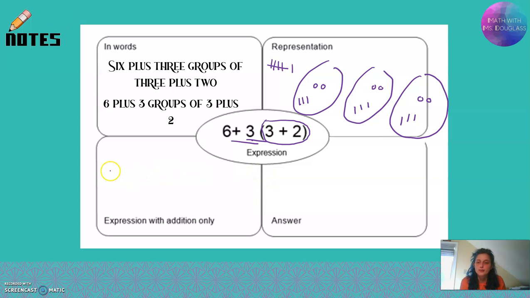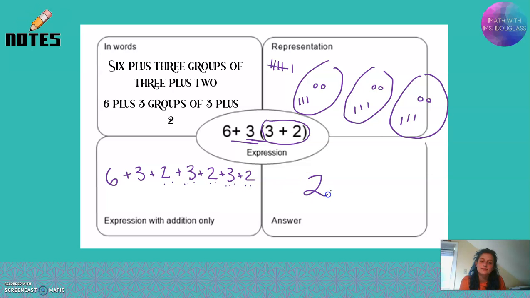So when I write it all out with addition, I'm going to start with my 6, plus 3, plus 2, plus 3, plus 2, plus 3, plus 2. This is kind of giving you a hint that maybe life would have been easier if we'd added the 3 plus the 2 and made it 5. It would have been a shorter problem. We're going to find out later that what we do want to do first is anything inside the parentheses. Because when we add this all up, we get 3 plus 6 is 9, 10, 11, 12, 13, 14, 15, 16, 17, 18, 19, 20, 21.